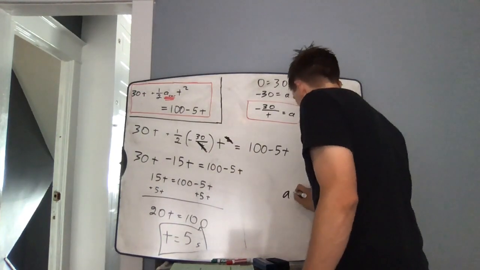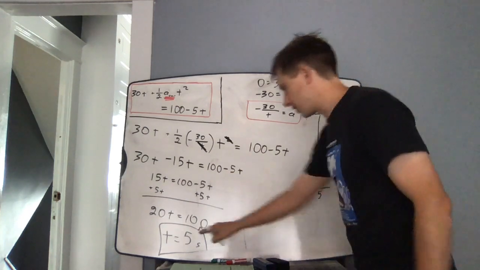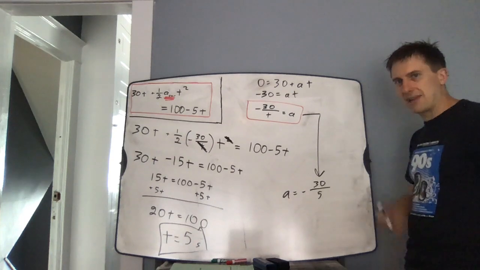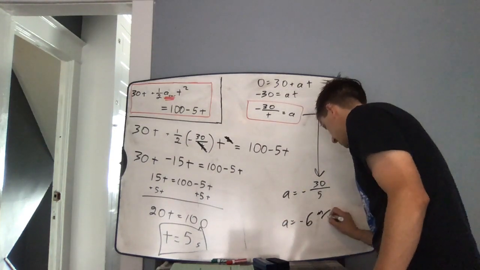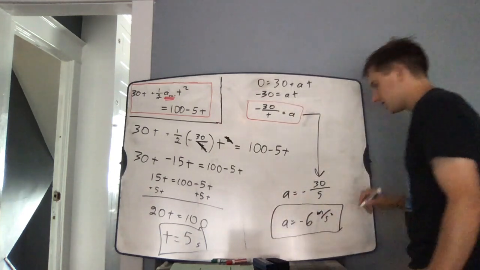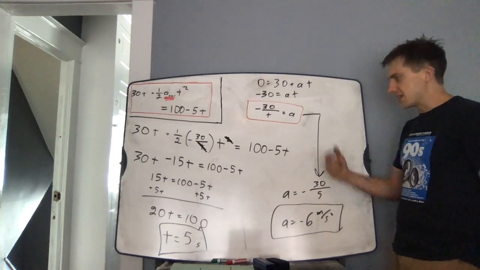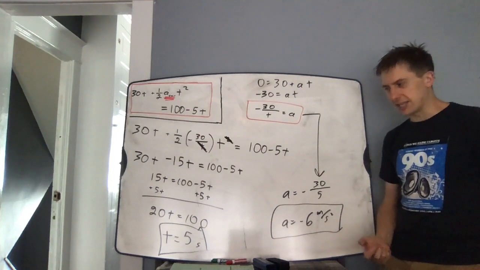So if I say a equals negative 30 over 5, because I found 5 seconds over there, 30 over 5, I get a is equal to negative 6 meters per second squared. So again, we used a different method for solving the algebra of this problem to find the minimum deceleration where the car barely comes to a stop before hitting the cow.